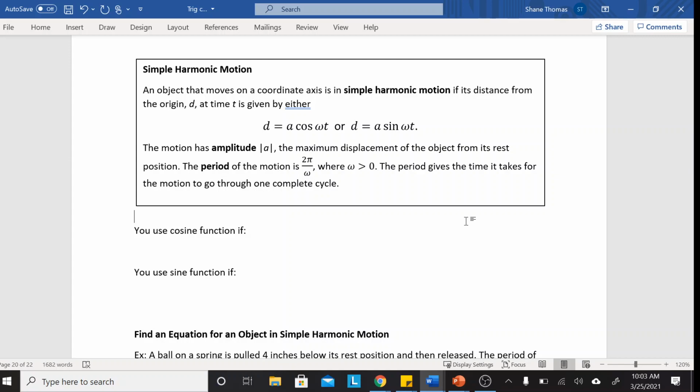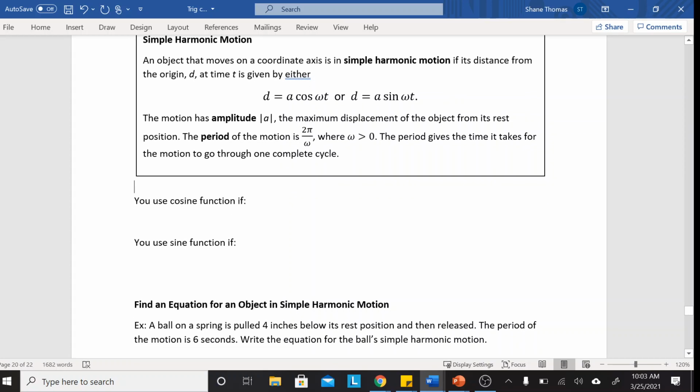All right, so the period is going to be 2 pi over your w term whenever it's greater than 0, and the period is the time it takes for it to go through one complete cycle. So if I pulled the ball down the whole way to the bottom, released it, how long does it take that ball to go up and come back down to that point where I released it from?